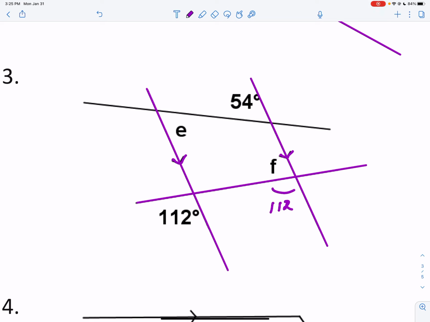Okay? So, if that's 112, then this has to add up to be 180. So we'll do F plus 112 equals 180. We'll subtract 112 to get F is equal to 68.